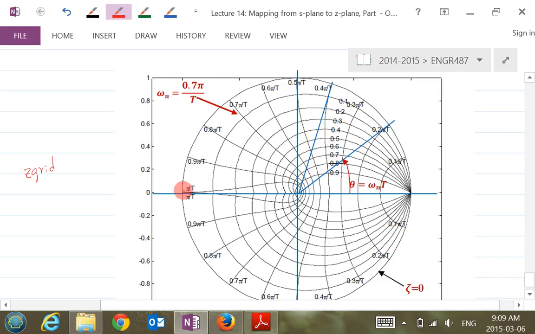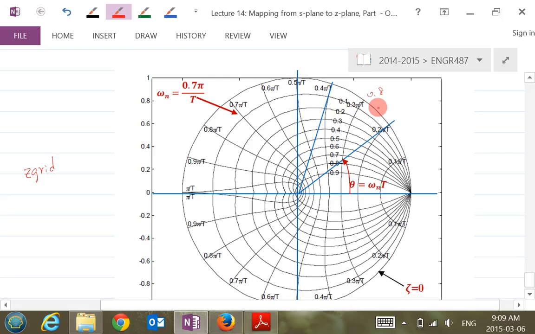So what it's trying to tell you is, for example, this is the natural frequency 0.7 pi over capital T. But based on that, you have to know the capital T. Maybe what's really labeled here is just 0.8. If you know this 0.8 and you want to know what the natural frequency is, then you have to know the sampling time. Otherwise, you just take it as 0.8 times theta. Okay? So that's zgrid.